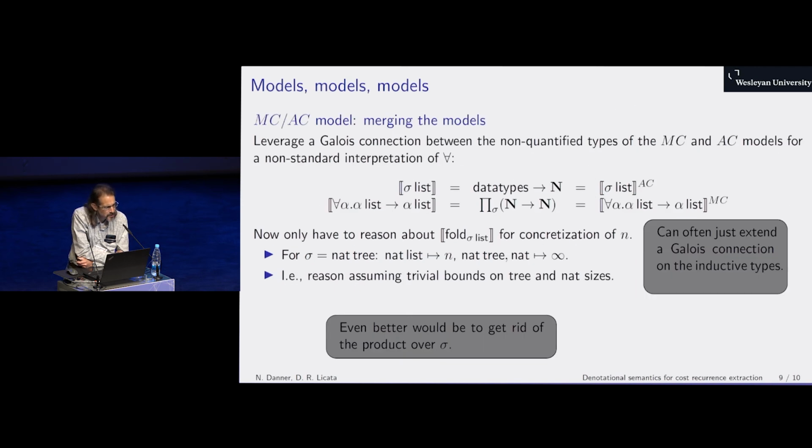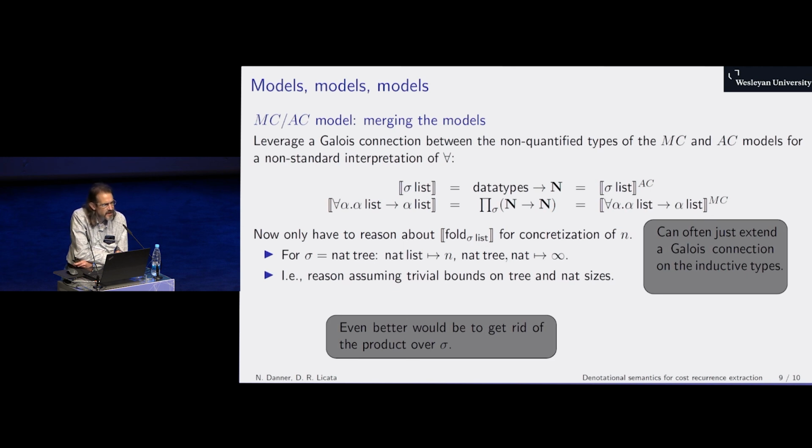And so we actually can do that. It's another model, and in this case we can merge them and leverage the Galois connection between the non-quantified types of the main constructor and the all constructor models. You can think of counting the number of main constructors as essentially an abstract form of counting, a more abstract presentation than counting all of the constructors. But we can leverage that to get a non-standard interpretation of the universal quantifier, in which the small types are all interpreted with this very fine-grained information describing all the possible uses of all the constructors, but the quantified types are just interpreted using main constructors.